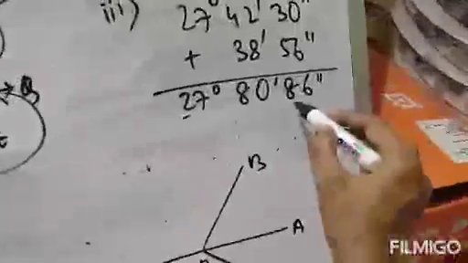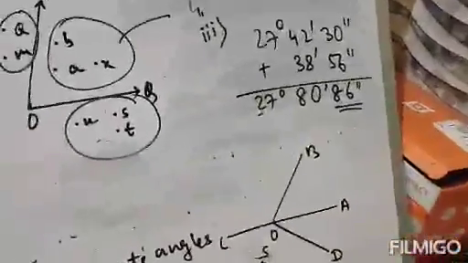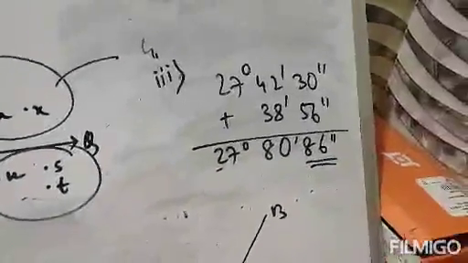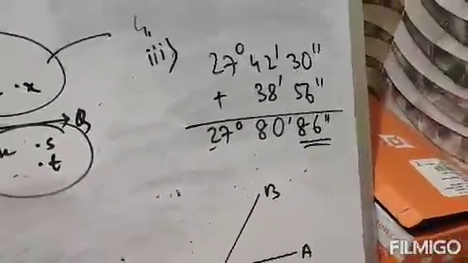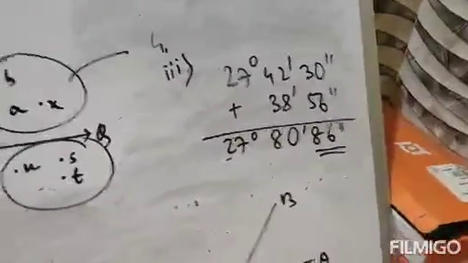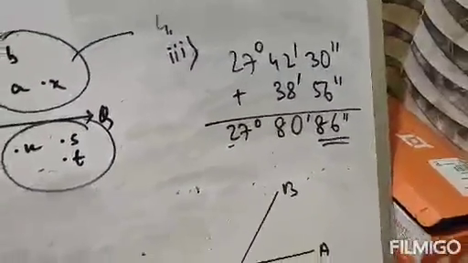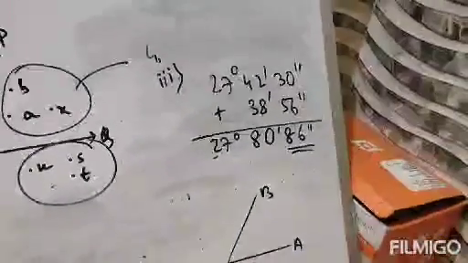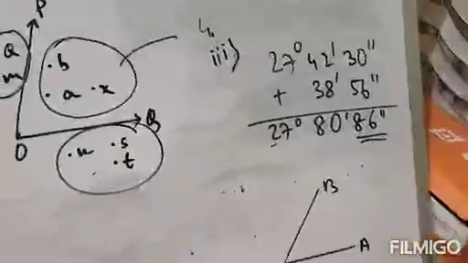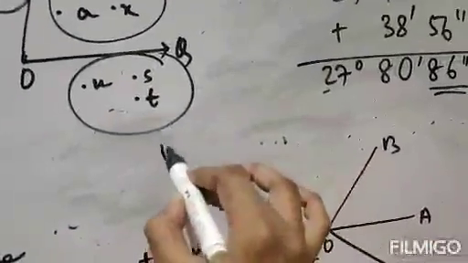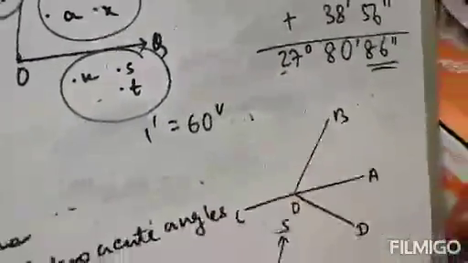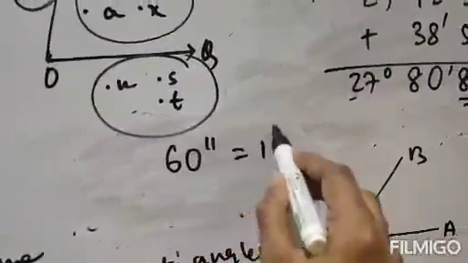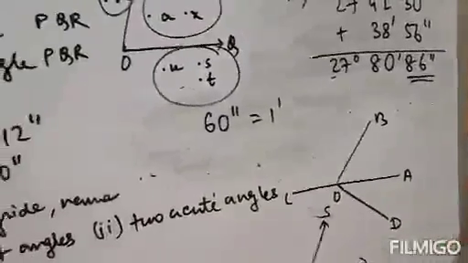Now, 86 seconds is not possible because 60 seconds equals 1 minute, so we have to convert. If we have more than 60 seconds or more than 60 minutes, then we have to convert. Clear? So here we have 86 seconds and 80 minutes, and we have to convert both. For 86 seconds, we know that 1 minute equals 60 seconds, or 60 seconds equals 1 minute.